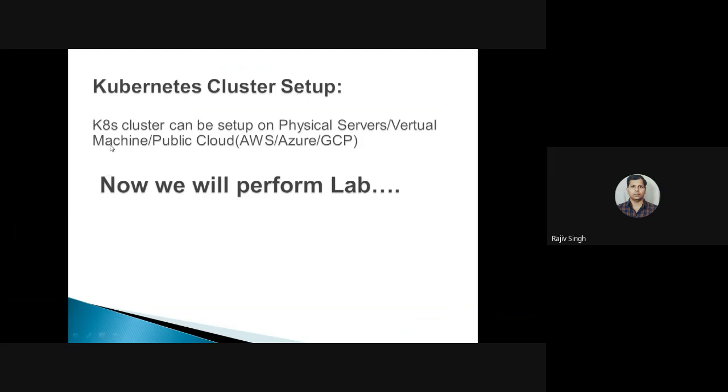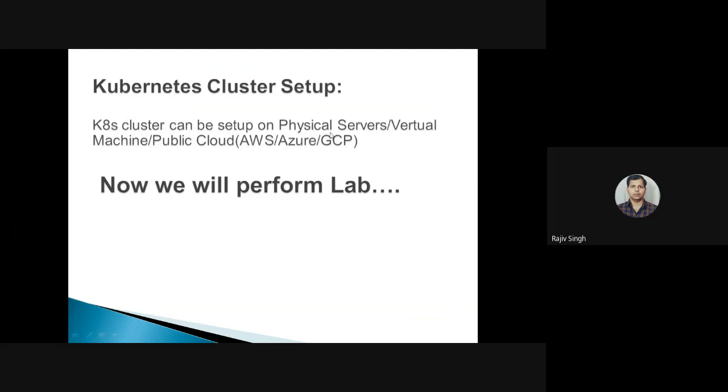For cluster creation in K8s, which is nothing but Kubernetes, if you see, 8 characters exist between the K and S. That's why it is written as K8s. For the K8s setup, you can set it up on a physical server, on virtual machines, or on the public cloud.